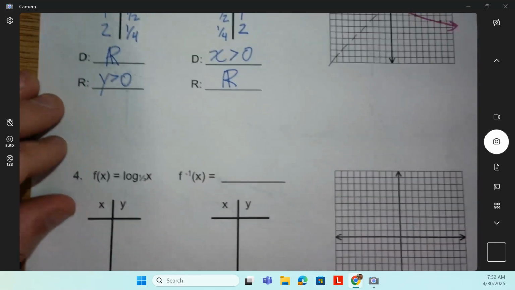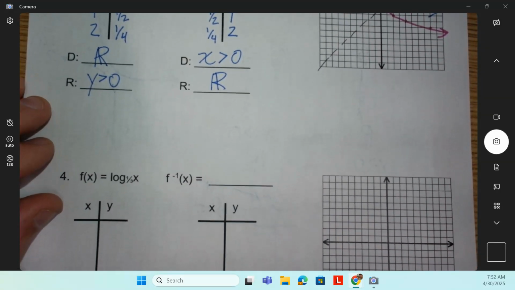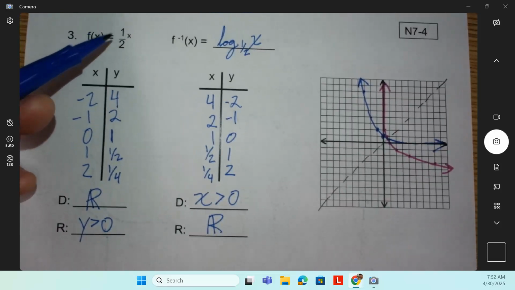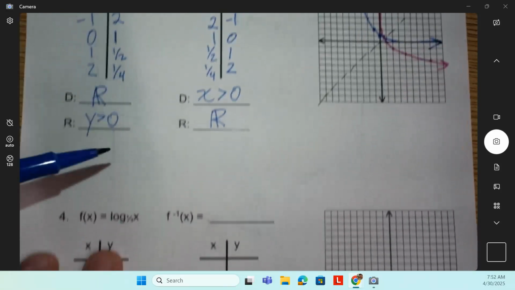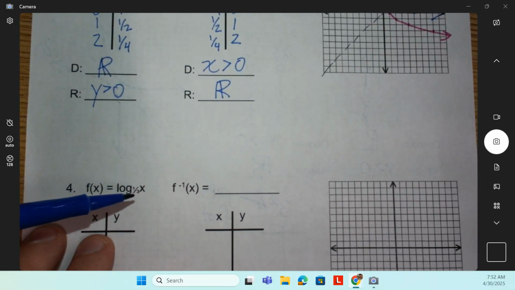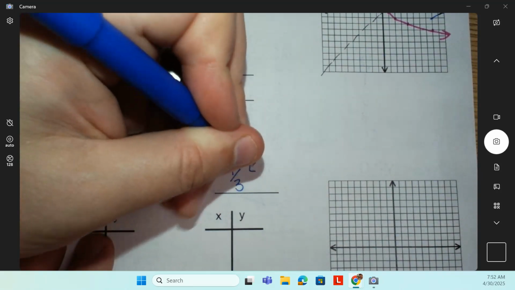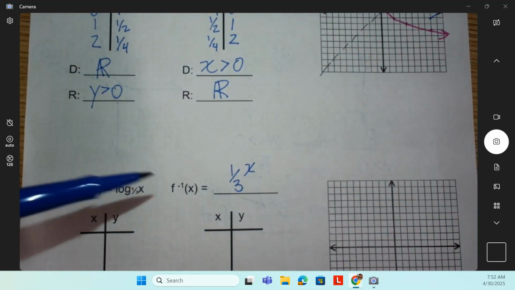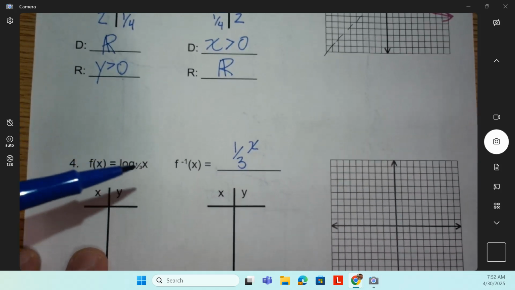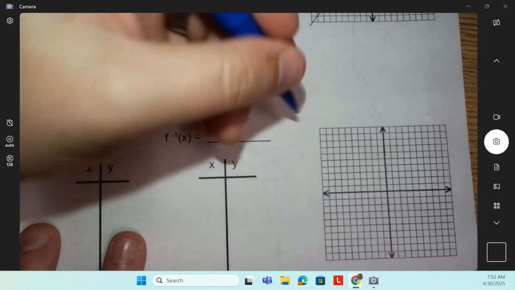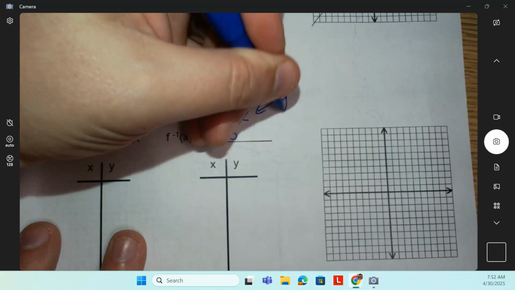For the last one here, again, like the second one, this is just the inverse of this. So we have the log function, and we'll zoom into this and end up with 1/3 to the power of x. And so that would be our inverse function. We'll graph it in the same way. Just make sure to graph this one first.